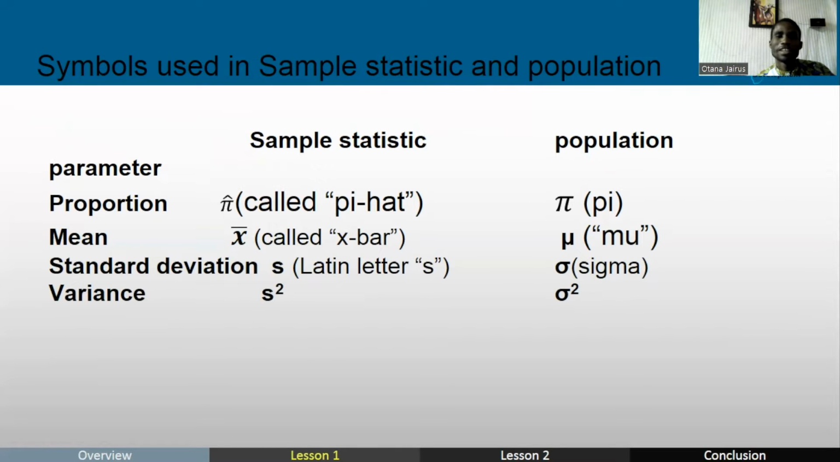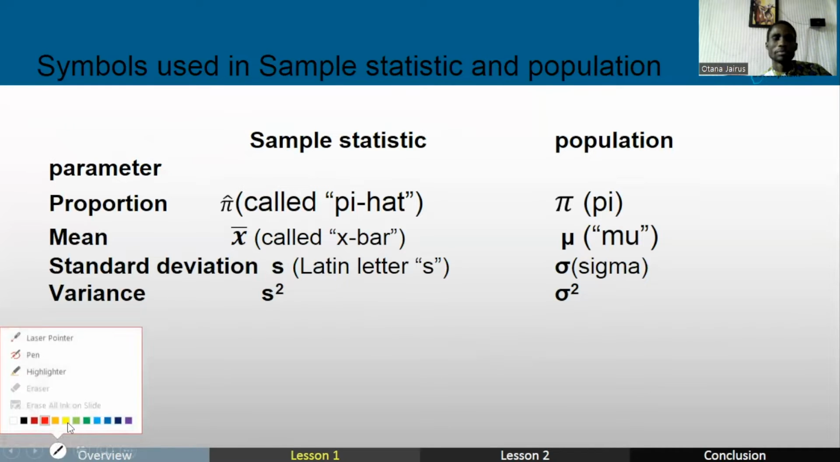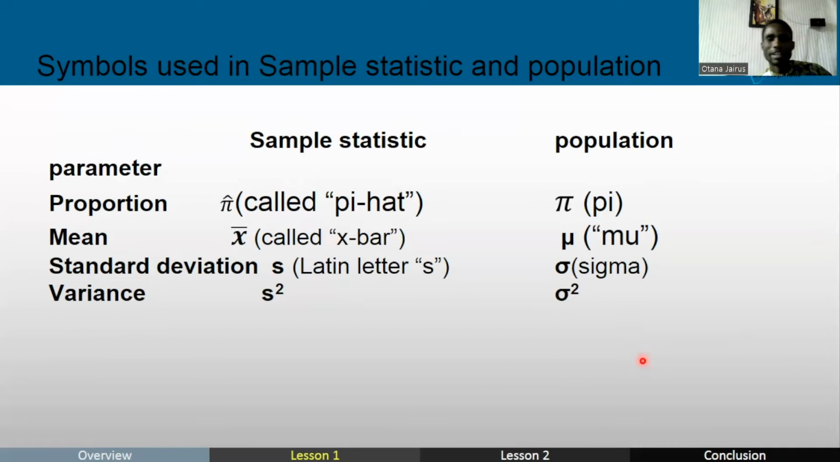The standard deviation in a sample is denoted as s, the Latin letter s, while in the population it is denoted as sigma. And lastly, variance. In a sample, variance is denoted as s squared, which is the square of the standard deviation. In the population, variance is denoted as sigma squared. So sigma squared is the population variance.